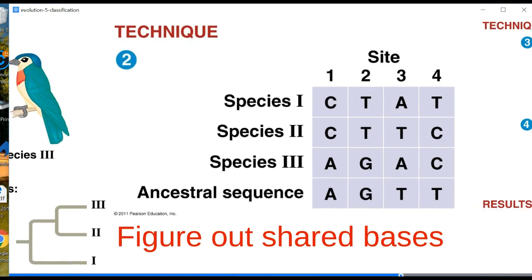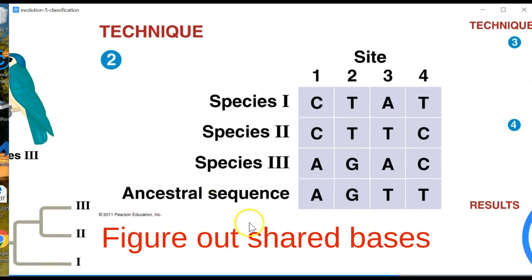And so the technique involves figuring out the shared bases. So we can see in my ancestral sequence, this is kind of like the outgroup, if you will, or an ancestor to all three of these species. We see it has a sequence of A, G, T, T. So looking at these species, we would say, okay, this has the same ancestral sequence. It also has an A in its first site, as well as the second site. It also has a G, just like the ancestral sequence.